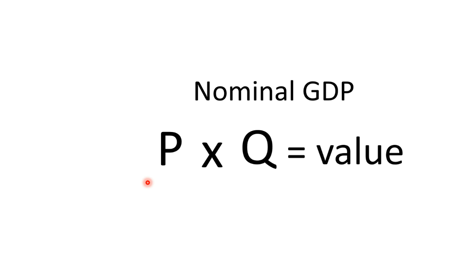Because let's say the value of output goes up. Now the question is, what caused GDP to increase? Was it because of Q, or was it because of P, or was it because of both? You don't know. Remember, we only want to measure Q. Q is our goal. P, we only use that to give each Q proper weight.